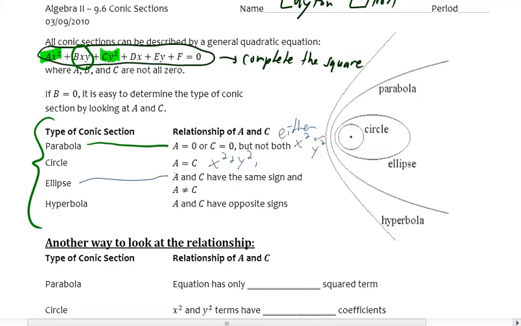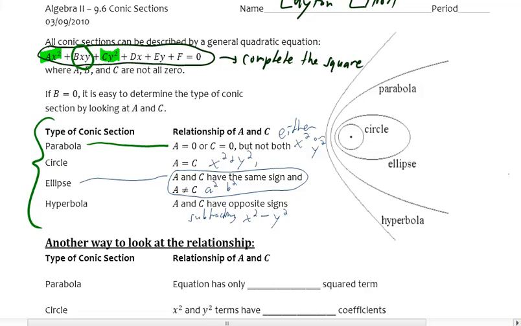Now an ellipse is the one where a and c have the same sign, and a is not the same as c. That was different coefficients, and we can call the coefficients, one of them has an a and the other one has a b. In other words, you have a squared on the bottom of one and b squared on the bottom of the other. And a hyperbola is when a and c have opposite signs. In other words, you're subtracting x squared and y squared. You have either x squared minus y squared or y squared minus x squared.